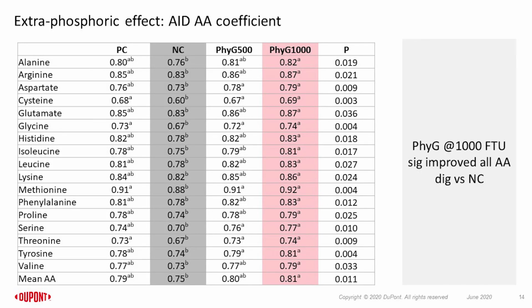Next, let's look at the extra-phosphoric effect. The AID amino acid coefficient is presented in this table. PhyG at 1000 FTU showed a significant improvement on all amino acid digestibility compared to the negative control. PhyG at 500 FTU showed either numerical or significant improvement on amino acid digestibility compared to the negative control.